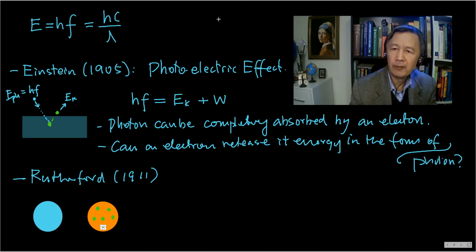But the plum pudding model for the atom was short-lived. Very soon, by using the alpha particle scattering experiment, Rutherford became the first person to realize that the positive stuff, called the nucleus, is located at the center of the atom, and the electrons are localized around it. Although the exact orbit of the electron remained unknown, one could imagine that the electron orbits the nucleus in the same way as a planet orbits the sun. That is what we call the solar system model for atoms.